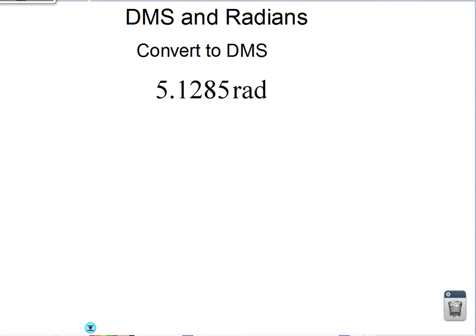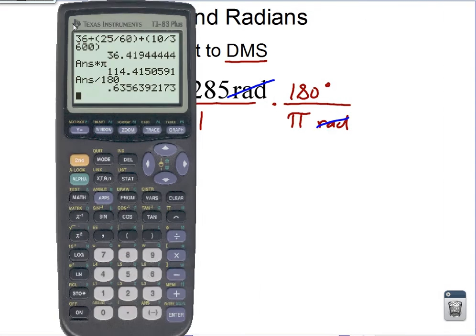Now let's go the other direction. Let's go from 5.1285 radians to DMS. That's degrees, minutes, seconds. We don't want it as a decimal. We want to take your decimal and change it to degrees, minutes, seconds. So we've got this many radians. In order to change that to degrees, I'm going to multiply by pi radians on the bottom, so my radians will cancel, and 180 degrees on top. Multiplying by 1 there. So in my calculator, I'm going to type 5.1285 times 180, and divide by pi, and use my pi button so it's exact.